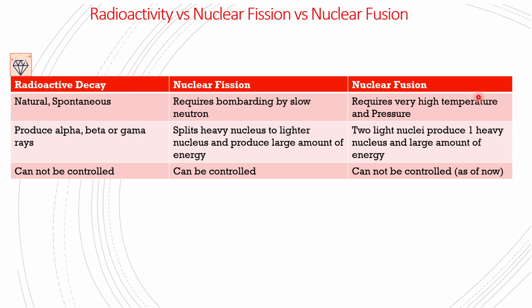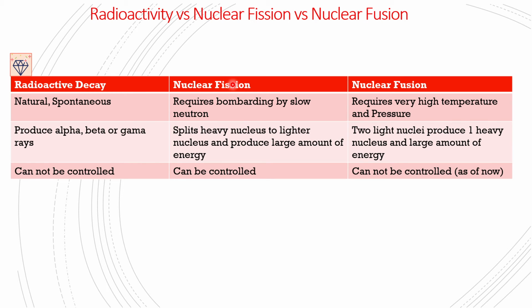Let's compare all the three processes that we have learned so far in this chapter: radioactivity, nuclear fission, and fusion. First of all, what is the trigger for all of them? This is completely natural, spontaneous. You're not starting it, and it is spontaneous. You exactly don't know what emissions will come out.